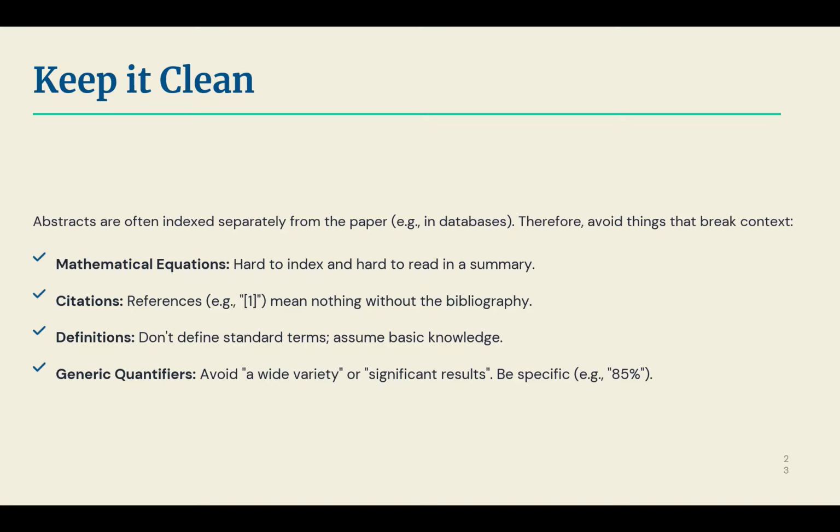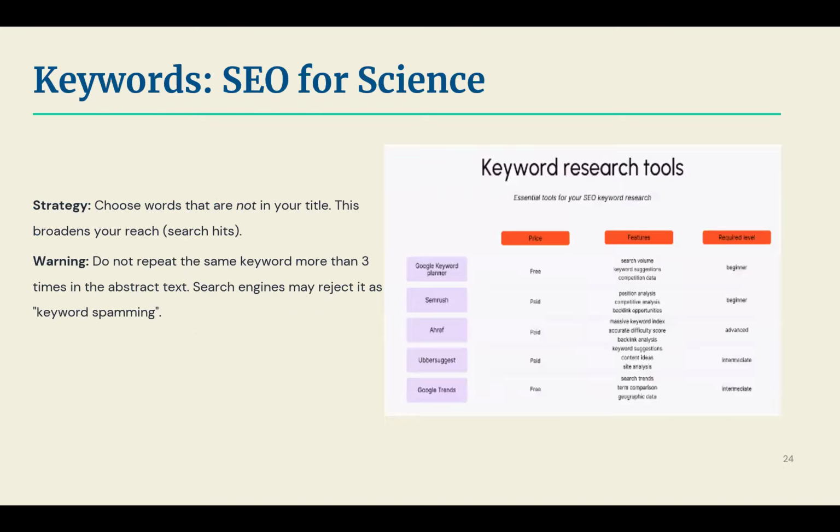And particularly when it comes to generic quantifiers, without saying a wide variety or significant results, you can be very specific. Say, for example, without saying a huge variety or significant results, you can speak specifically with statistics, right? With specific statistics, you can highlight it without getting into generic quantifiers. So, keywords for science.